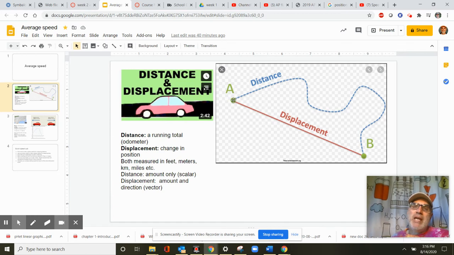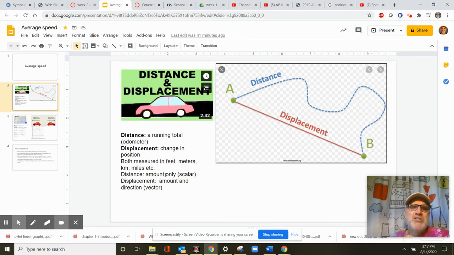Displacement is the change in your position from a starting point to an ending point. So if we traveled along the red line, our distance and displacement would be the same amount. But if we traveled along the dotted blue line, our distance and displacement would be quite different amounts. Distance is this running total; displacement doesn't care about where we've been. Displacement just wants to know what the difference is from where we started to where we ended up. Both of these things are measured in feet or meters or kilometers or miles. Normally, when I teach this class, I pretty much just use centimeters and meters.